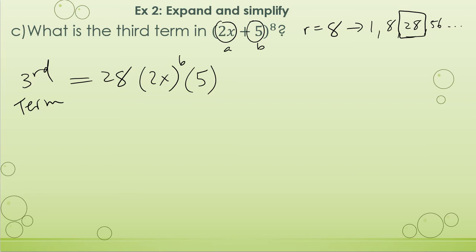Again, we're going to think about this out loud. On the first term, the b isn't there. It has an exponent of 0. On the second term, it goes up by 1, so it has an exponent of 1. On the third term, it goes up by 1, has an exponent of 2. And again, 6 plus 2 is 8. Reasonably good self-check.